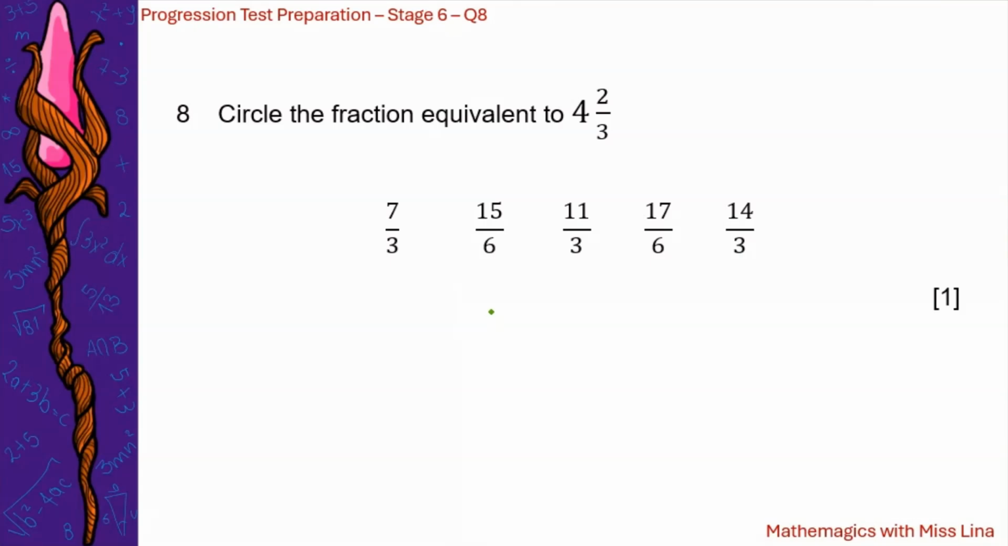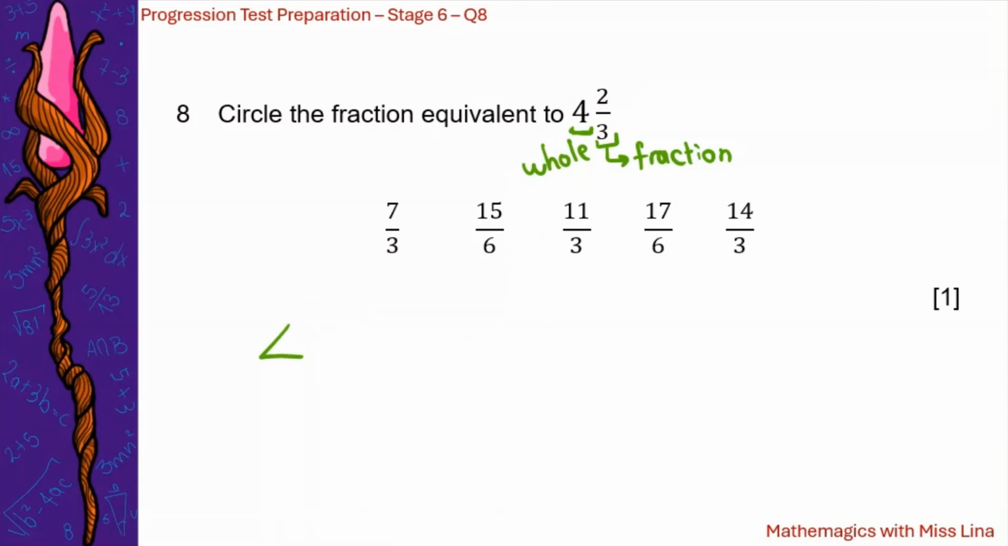Today we are going to solve question 8 of the progression test style questions of stage 6. This one is about the equivalence between mixed numbers and improper fractions. So we are given a mixed number and we are asked what is the equivalent improper fraction, and we just need to circle it. Remember, this is called a mixed number because it has a part that is a whole number and another part that is a fraction, and that is equivalent to one of these fractions.